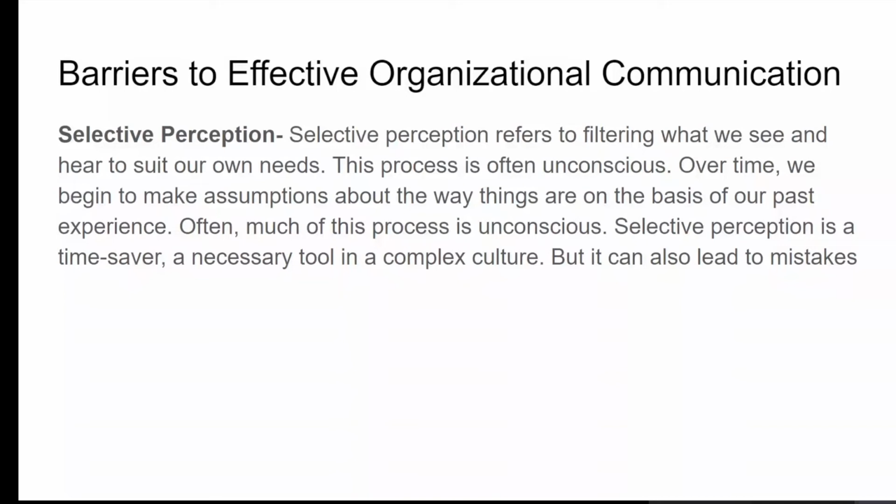So over time, we're going to make assumptions about the way things are on the basis of our past experience. And often much of the process is unconscious. Selective perception is a time saver, a necessary tool for a complex culture, but it can lead to mistakes. And the reason it can lead to mistakes is the taken-for-grantedness. We assume certain things are a certain way, and we assume that certain information we already know, and as a result, we glaze over the things that we thought that we already knew, and we miss something.